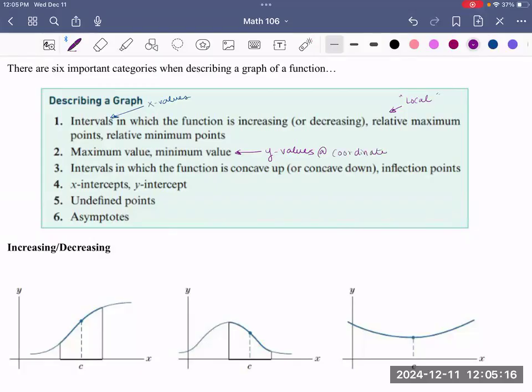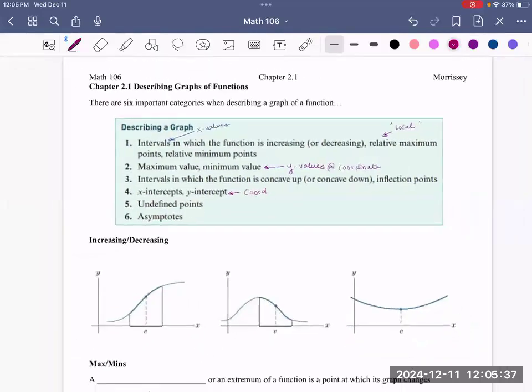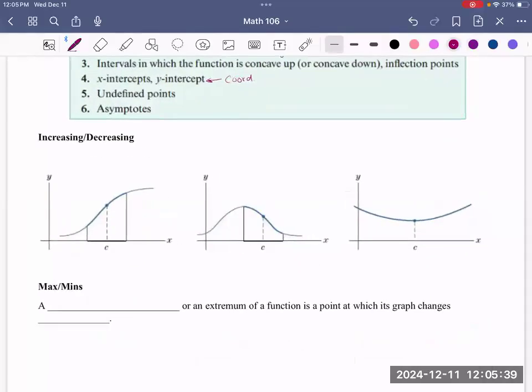Now we want to do the intervals in which the function is concave up or concave down, along with any sort of inflection points. And we'll talk about those here in a moment. Any sort of X and Y intercepts. Now we do want these to be in a coordinate, any sort of undefined points, and any asymptotes. So now let's take a look at some of your graphs.